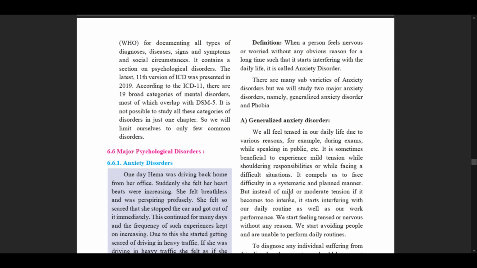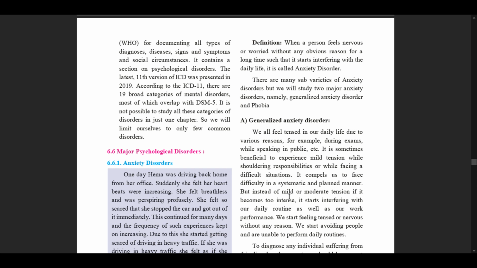There are many subvarieties of anxiety disorders, but we will study two major anxiety disorders, namely generalized anxiety disorder and phobia. So there are two parts here, the generalized anxiety disorder and phobic disorder.